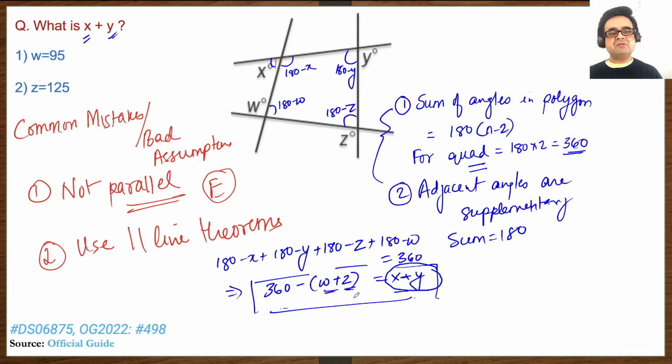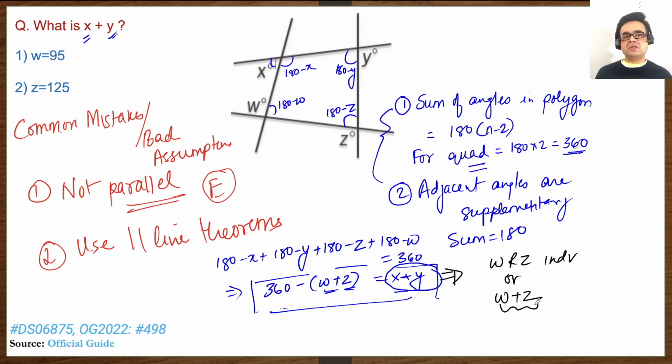Or if there is any way that we are given the sum of w and z, then that will be sufficient. So let's write down what this translates to. We either need to know w and z individually, or we need a way to know w plus z. We don't care whether we know w and z individually. If we know the sum itself, then it is enough. So either of this information will make it sufficient.